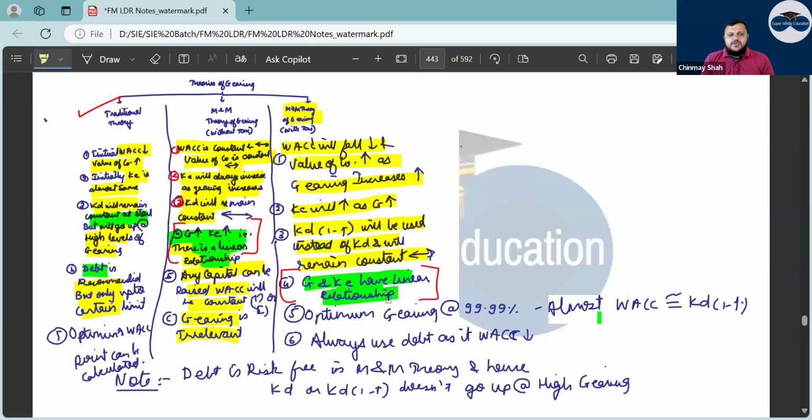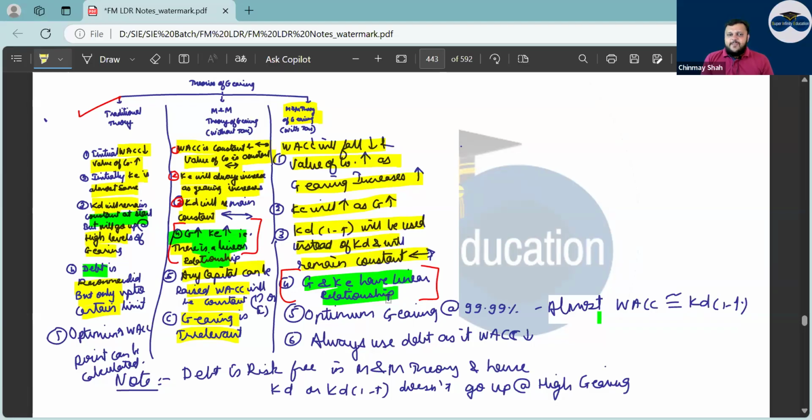Any capital can be raised, WACC will be constant. Gearing is irrelevant in decision making, right? Now the M&M theory of gearing with taxes: WACC will fall and the value of the company will rise as gearing increases. KE will go up as gearing goes up, but KD(1 minus tax rate) will be used instead of KD and will remain constant. Gearing and KE have a linear relationship.